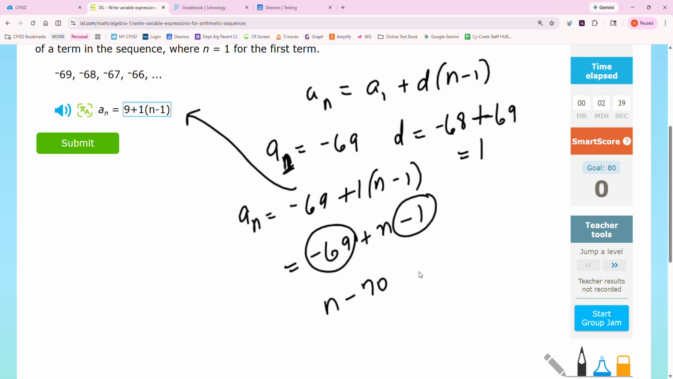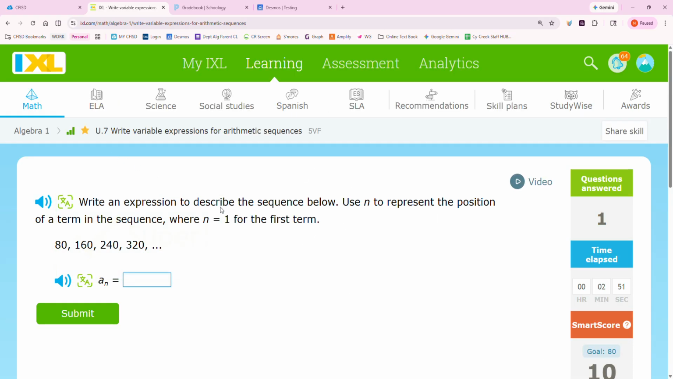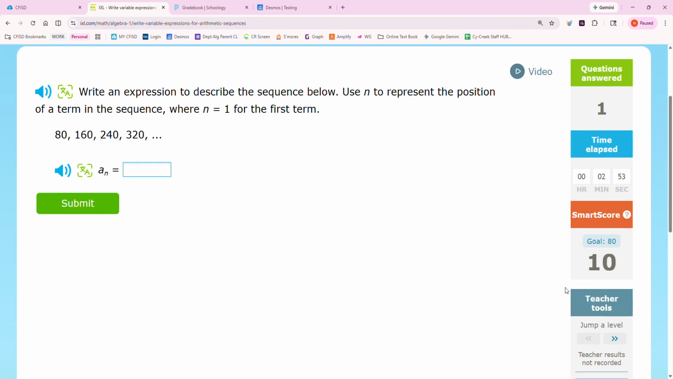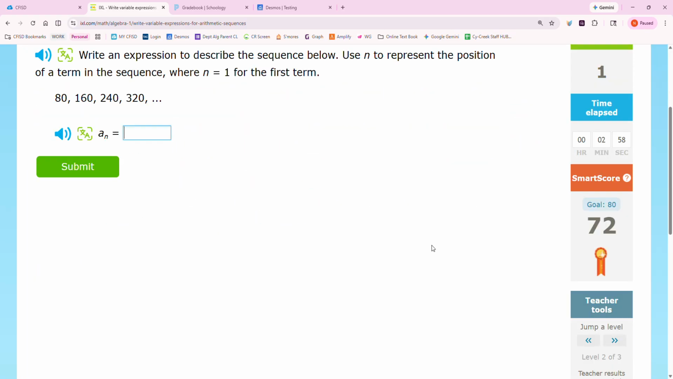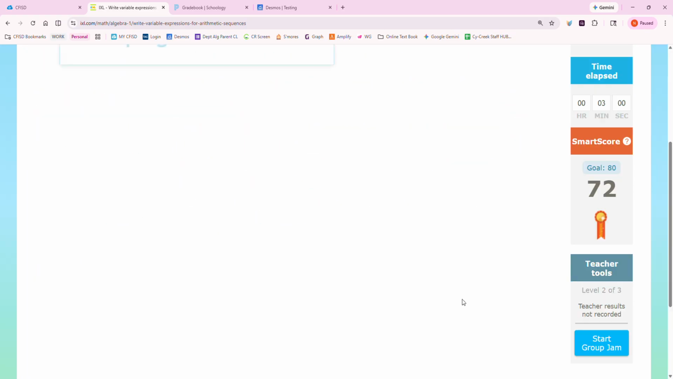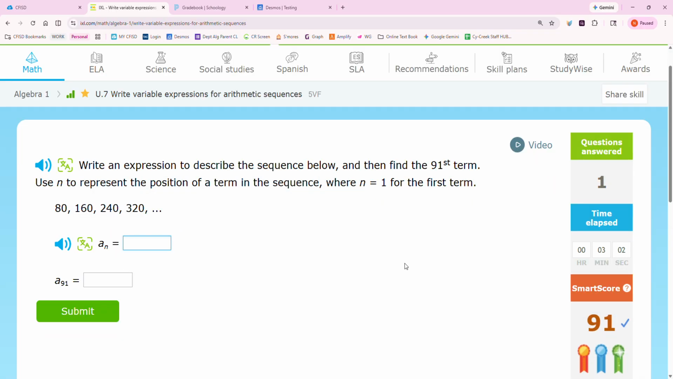Now, in the interest of time and doing the IXL, I would probably just go ahead and put it in the explicit format, okay? Now, all of these are arithmetic, okay? I'm going to jump up a level. Actually, I'm going to jump up 2 levels. Go to level 3, because level 3 is asking for the sequence and then a term number.